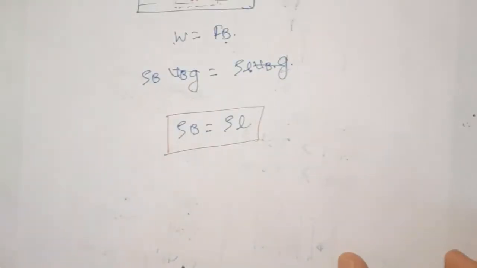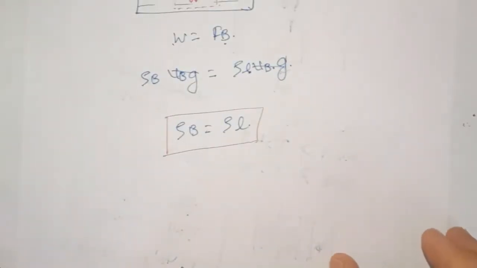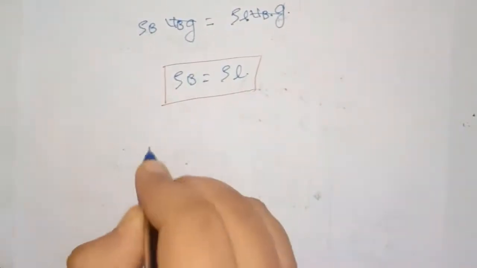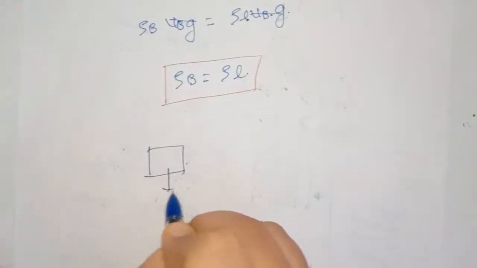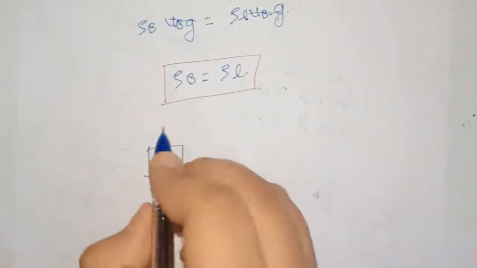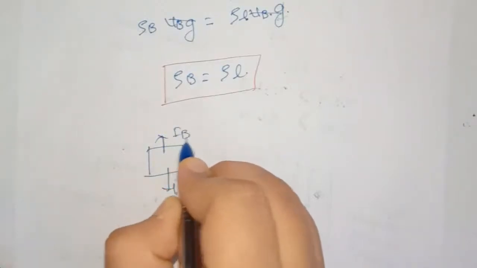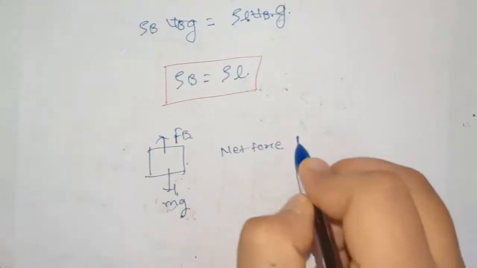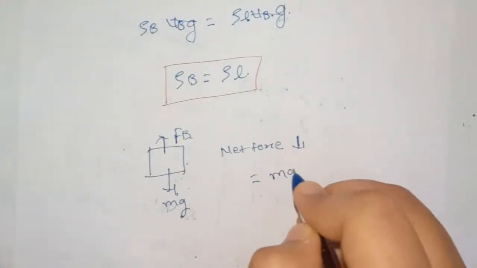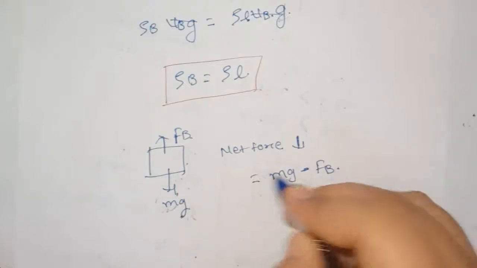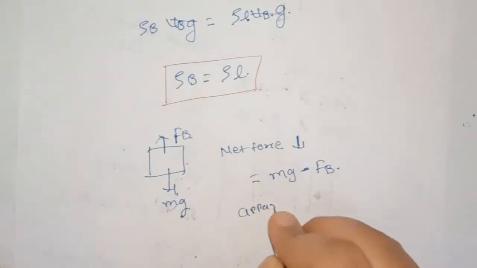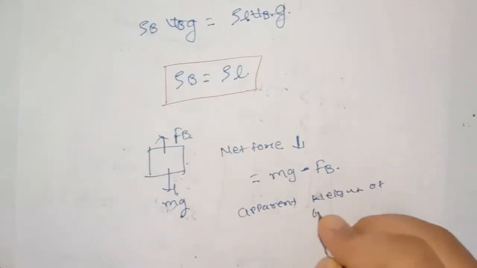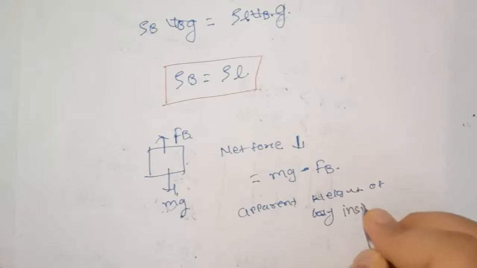Now whenever a body is fully or partially immersed in a fluid, it will experience an upthrust. So for the body, the force in the downward direction will be mg and the force in the upward direction will be buoyant force. So the net force in the downward direction will be mg minus buoyant force. This is called the apparent weight of the body inside the fluid.